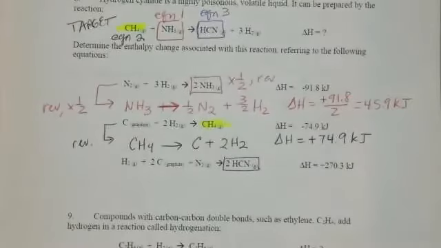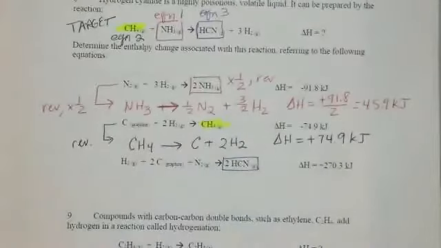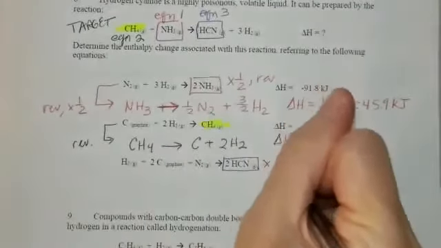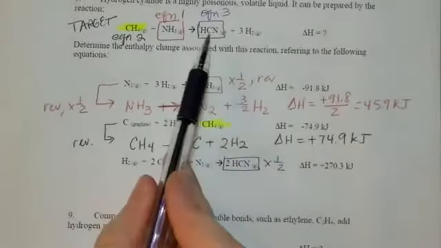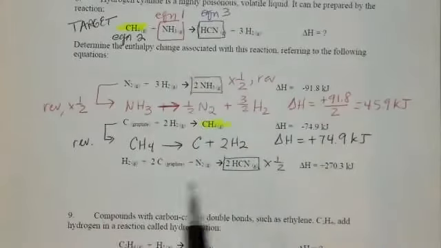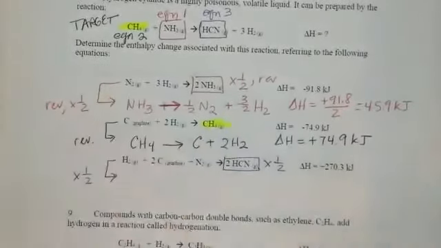All right, so again, same 2 questions. Does it have the correct coefficient in front? No, I want only 1. This one's got 2. So I'm going to have to multiply this one by a half. Is it on the correct side? That part's good. I want it on the product side. It's on the product side. So the only thing I'm going to have to do with this third equation is multiply it by a half.